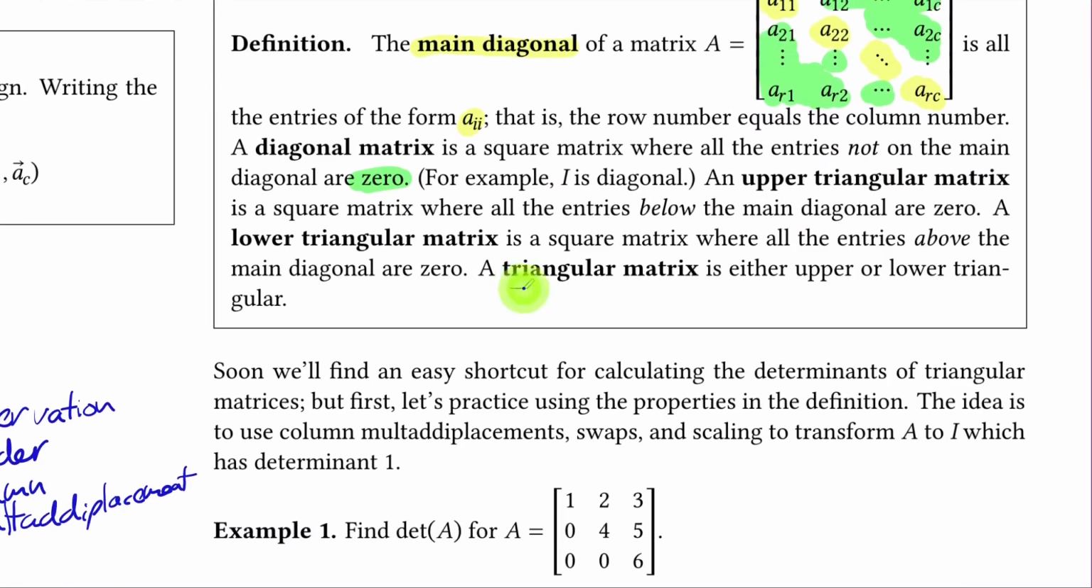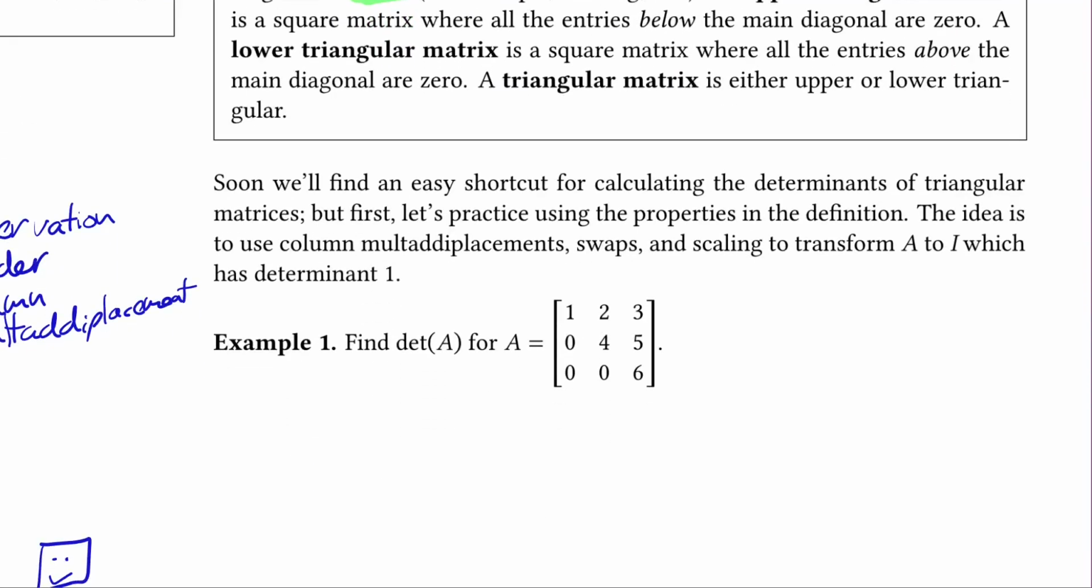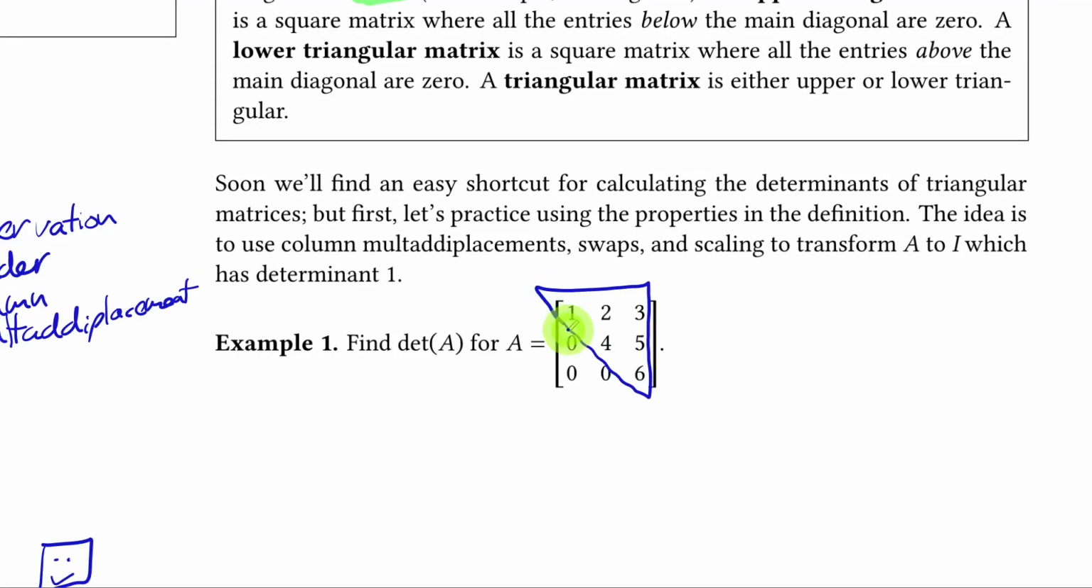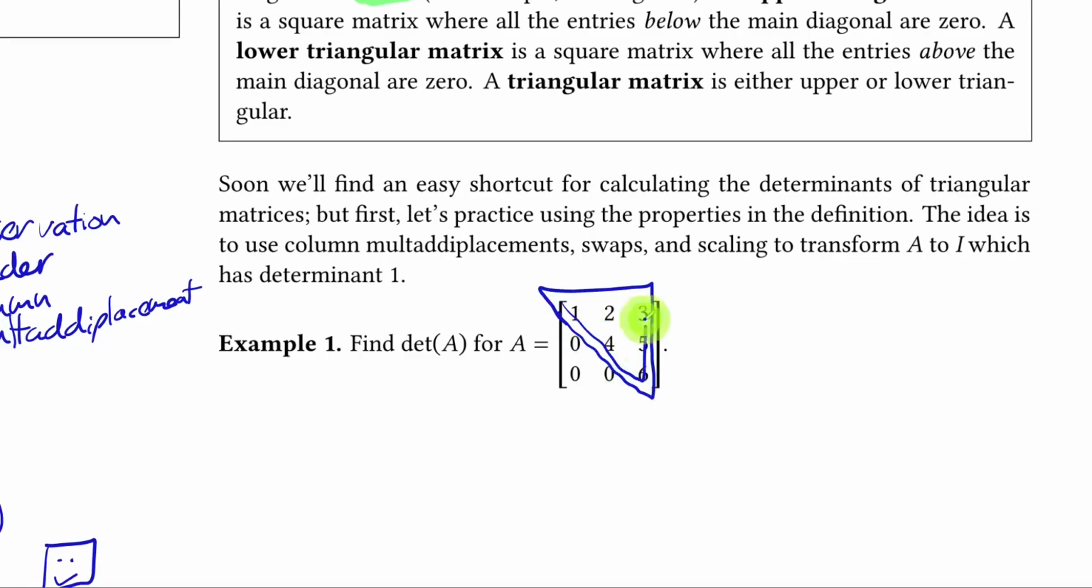Now, a triangular matrix is either upper or lower triangular. So, for example, here is an upper triangular matrix. All the non-zero stuff is on the top part, on the main diagonal or above. So we can use the definition of a determinant function to say what the determinant of this has to be.